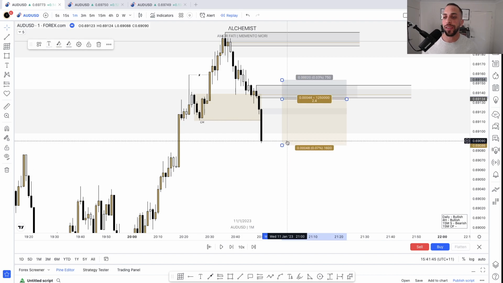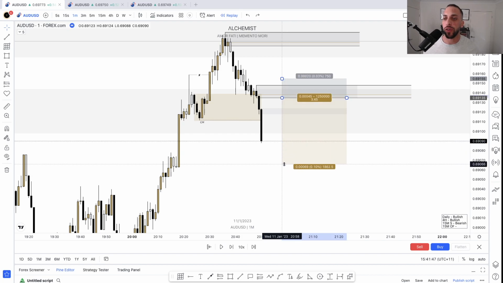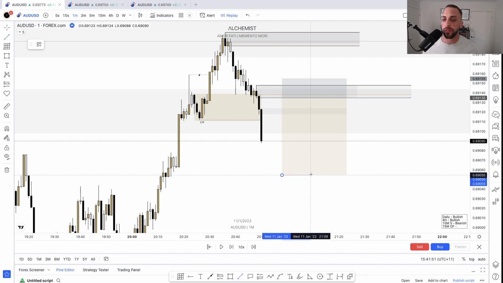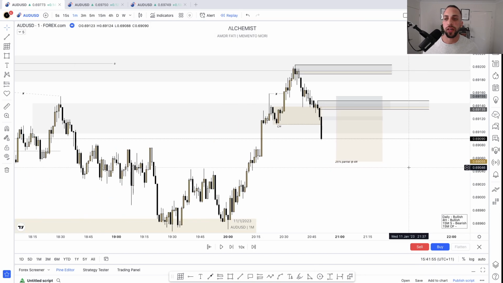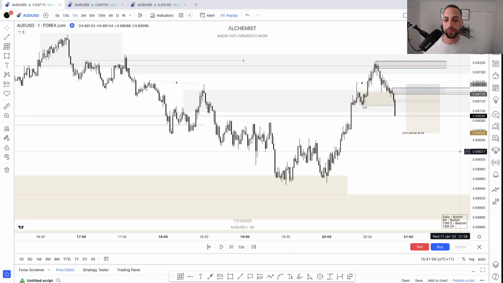And then we've got here our target for 4R where we'd be taking some partials if the trade does tag us in and run to here. And now let's actually have a look at our overall positioning.